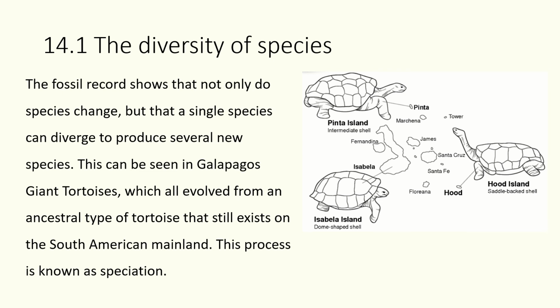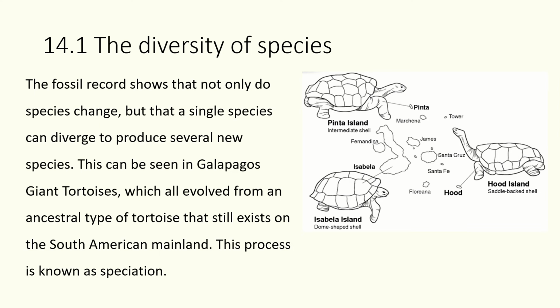So everybody remembers the famous example of the Galapagos Islands and Darwin on the Galapagos Islands. And it wasn't just about finches. There were also the giant tortoises there, which all evolved from a single common ancestor, much like the finches, but they diverged to produce multiple different species. So seen here, we've got three different species of Galapagos tortoise. You've got the Pinta Island species, which has, as it says there, an intermediate shell. You've got the Isabella Island species, which had a dome-shaped shell. And then the Hood Island species, which has a saddle-backed shell.